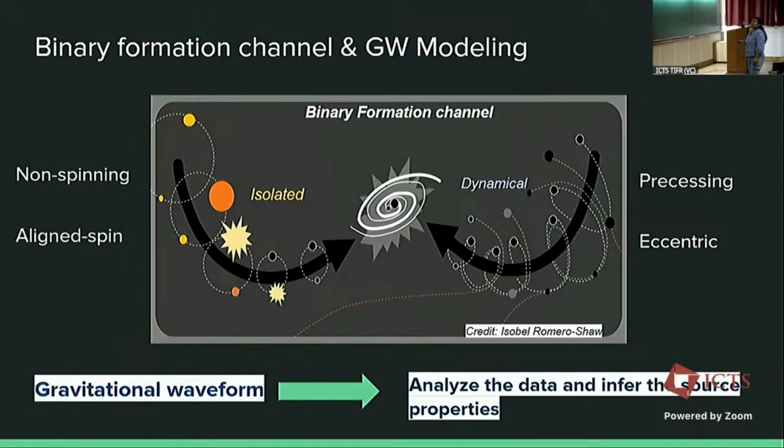In your gravitational wave modeling, you want to incorporate as much physics as you can, like adding this precession and eccentricity, because these gravitational waveforms are basically used to analyze the data that you get in the detector and infer the source properties. So the more accurate and the more physics you can put in your waveform model, the better, and the fewer biases you will get in your analysis.